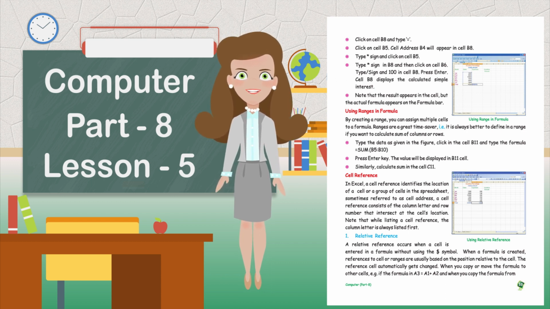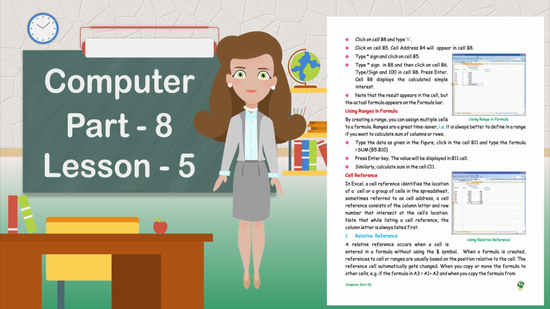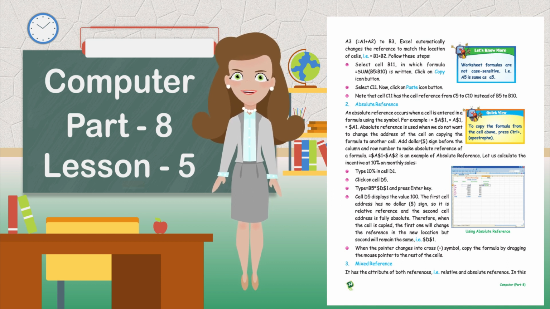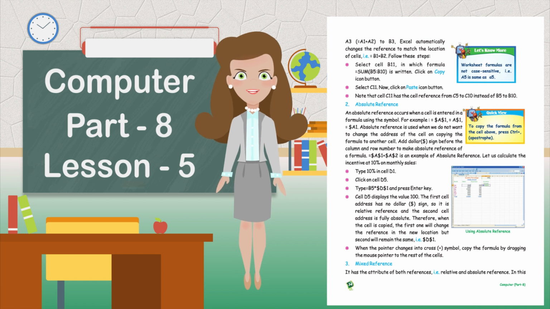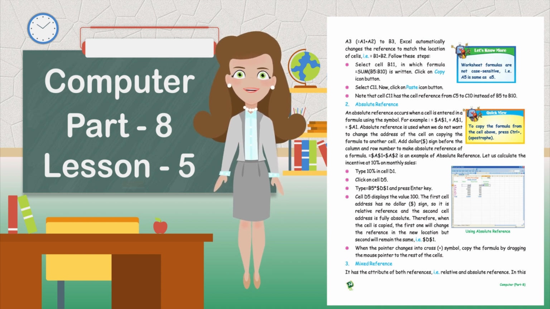Number 1. Relative reference. A relative reference occurs when a cell is entered in a formula without using the dollar symbol. When a formula is created, references to cells or ranges are usually based on the position relative to the cell. The reference automatically gets changed when you copy or move the formula to other cells. For example, if the formula in A3 is =A1+A2, and you copy the formula from A3 to B3, Excel automatically changes the reference to match the location of cells, that is =B1+B2.